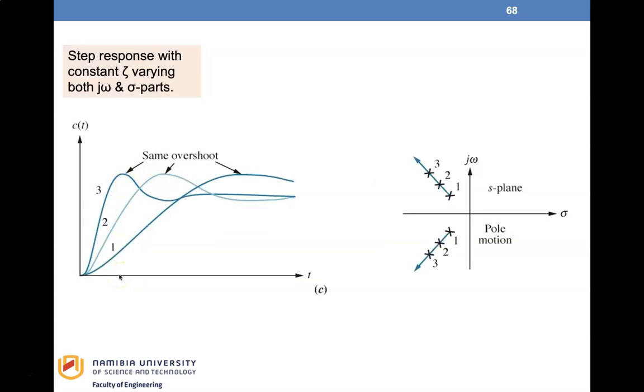And finally, if we move the poles along a constant radial line, we have figure C. Note that in this case, the percentage overshoot remains the same. Also notice that the responses look exactly alike, except that the speed varies. The farther the poles are from the origin, the more rapid the response.